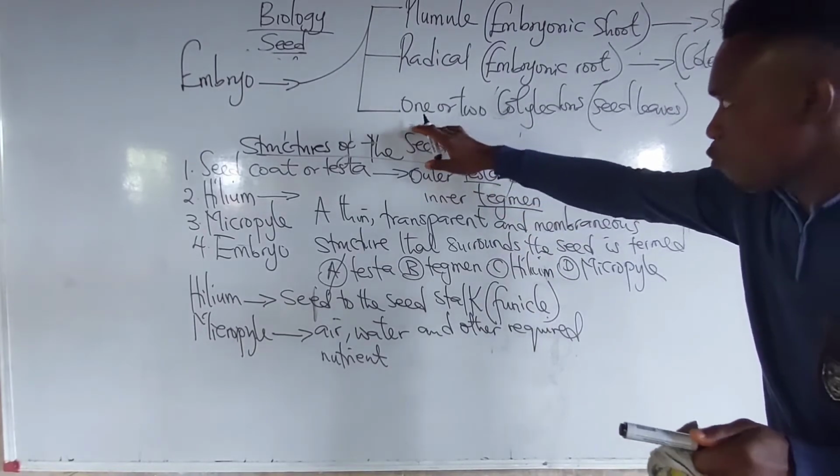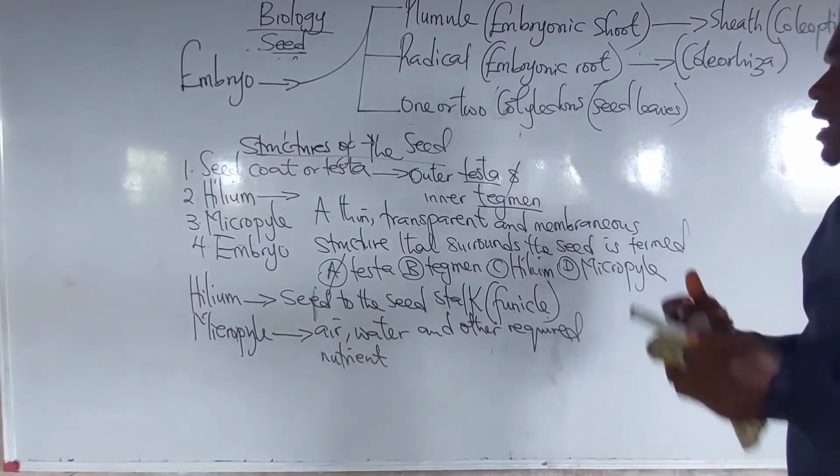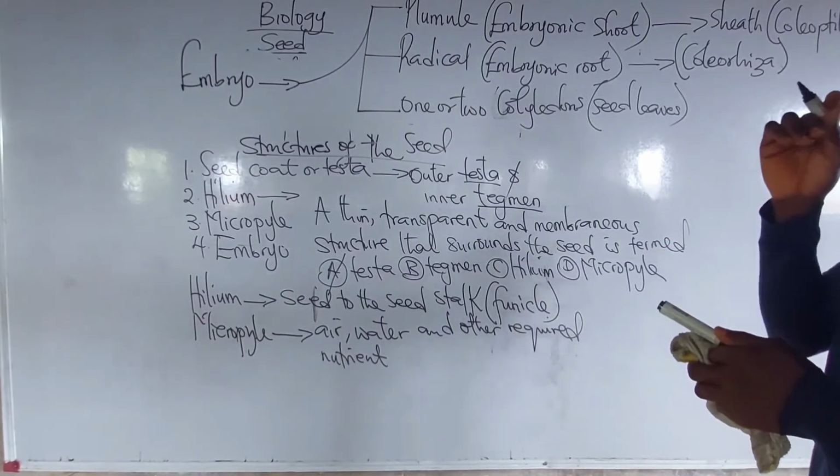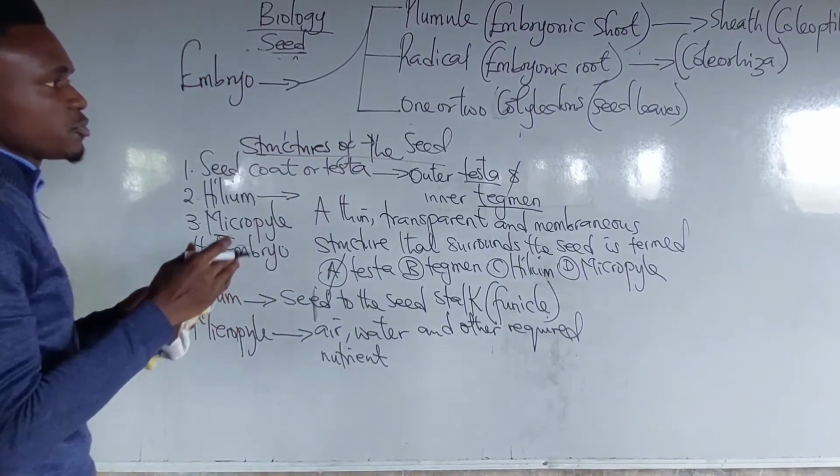Like I said we have 1 or 2 cotyledons. It could be monocotyledons or dicotyledons. So after now we'll be discussing that. Now, I haven't given you all these things you have here.